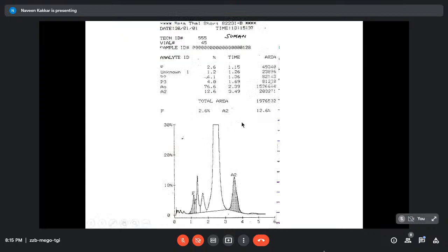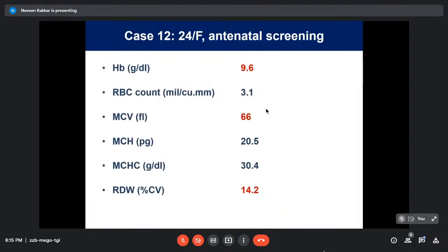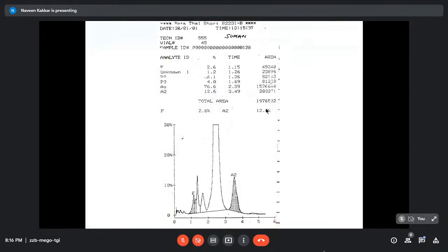Now, what does this show me? Fetal is slightly raised, good amount of A, about 76 plus your P2, P3, 8% or so, so about 80% plus is A. My A2 is 12.6%. Now, the indices suggest thal trait, my A2 suggests something else. Why? Because we said normal A2 is 1.5 to 3.5%, 4 to 9 is thal trait, and 9 and beyond will be something else. So this is beyond 9 for sure, this is something else, and this is hemoglobin Lepore trait.